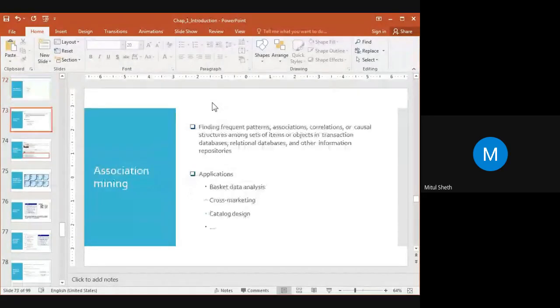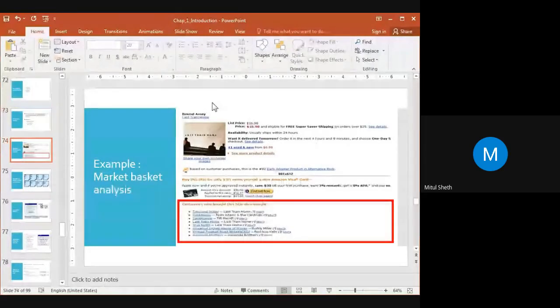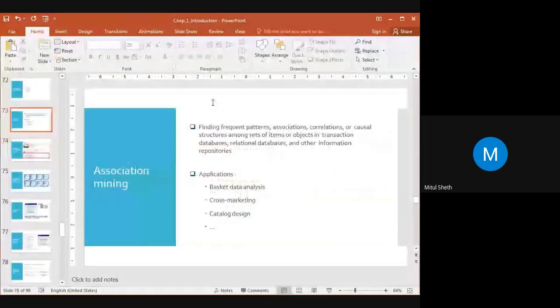Okay, so in the last lecture we discussed what is the association. Okay, it is just about finding the patterns. You see market basket analysis daily: whenever you go to any website, you get some recommendations. Okay, if a customer buys this, then he also buys this type of items. Okay, so this is one example of the association, or the market basket analysis. Okay, there are a number of applications for association mining.